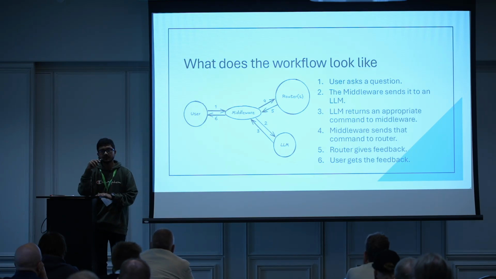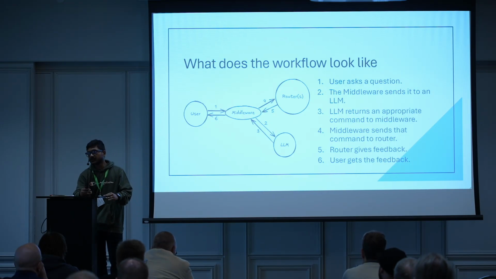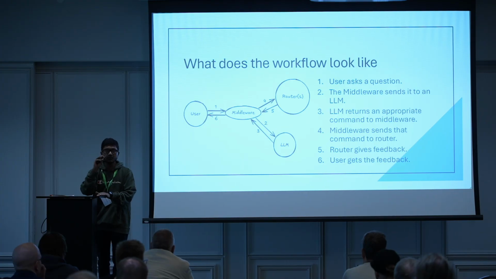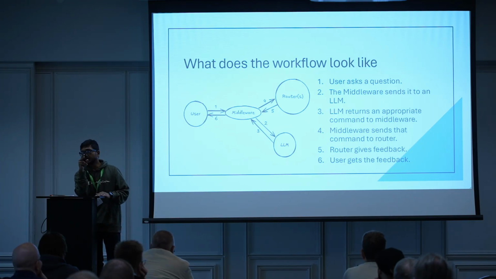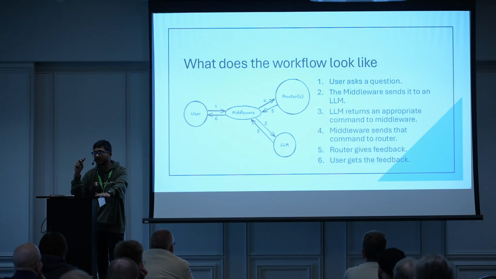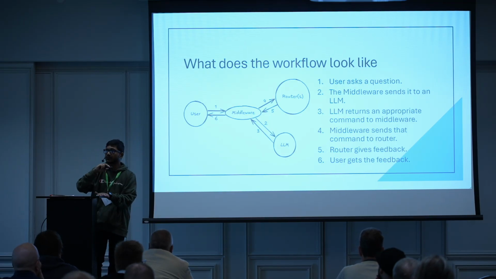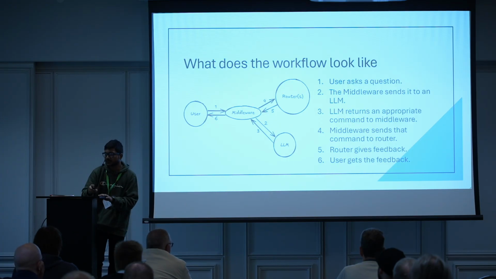The user will ask a question, and since the router cannot be accessed directly through the LLM, it needs a middleware. So the middleware will be the middle glue for the whole system. The user will interact with the middleware. The middleware will send the human request to the LLM, and the LLM will return the command for the router, and the middleware will again send the command to the router, and the router will give the feedback, and the user will see it.